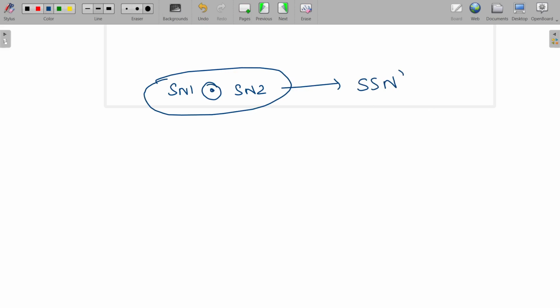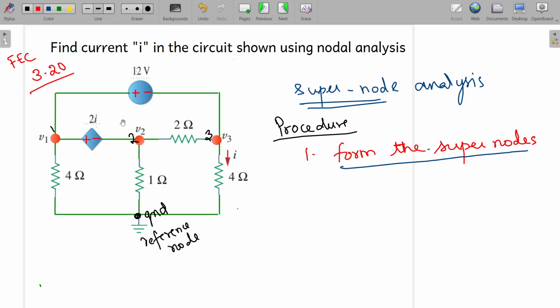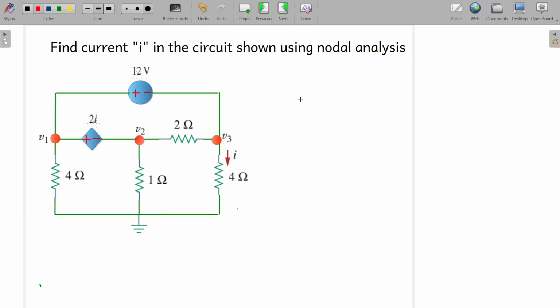So after forming this supernode, if you have one parallel path in which you have the resistance, then these things can be combined together and now we can also name it as supernode. So this is how we form the supernodes. So to this supernode, we need to do the analysis, right? Okay, shall we form the supernode now? Yes. So now we are going to apply the supernode formation.